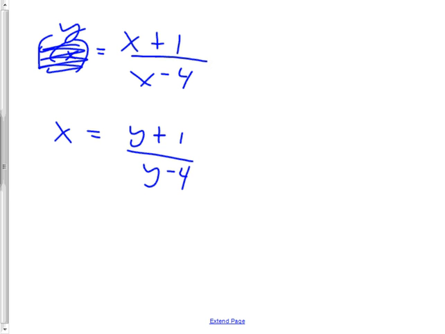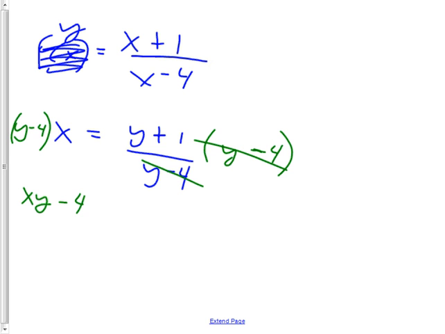All right, for those of you that were stumped, you're trying to get y alone. The first thing you got to do is get rid of the fraction. If there isn't a fraction anymore, it'll be way easier. So I'm going to take y minus 4 here and y minus 4 here. And this will cancel. And now that's better because there's no fraction anymore. And now I'll multiply it all out. xy minus 4x equals y plus 1.